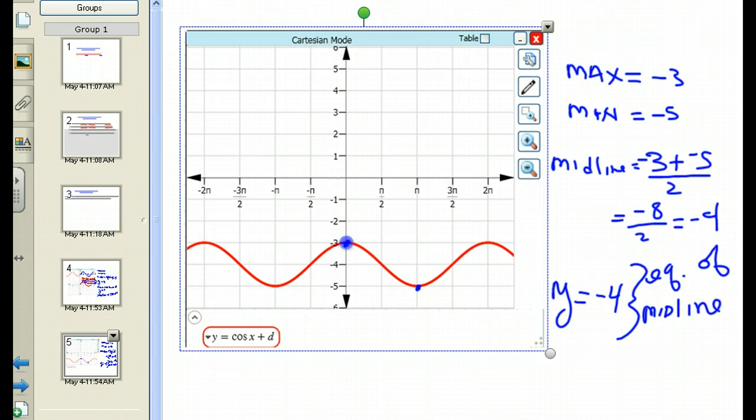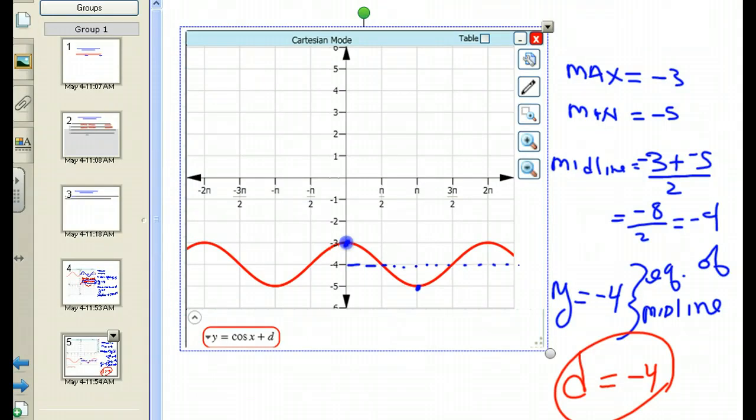Well, that also tells us that our value of d must be equal to -4, since the equation of the midline is -4. So now we have d. D is equal to -4. Now we have to figure out, is this a sine or cosine? And that's actually pretty easy, because if we remember, if we draw in our little midline, it'll become a lot clearer. So let's draw in our little midline at -4.